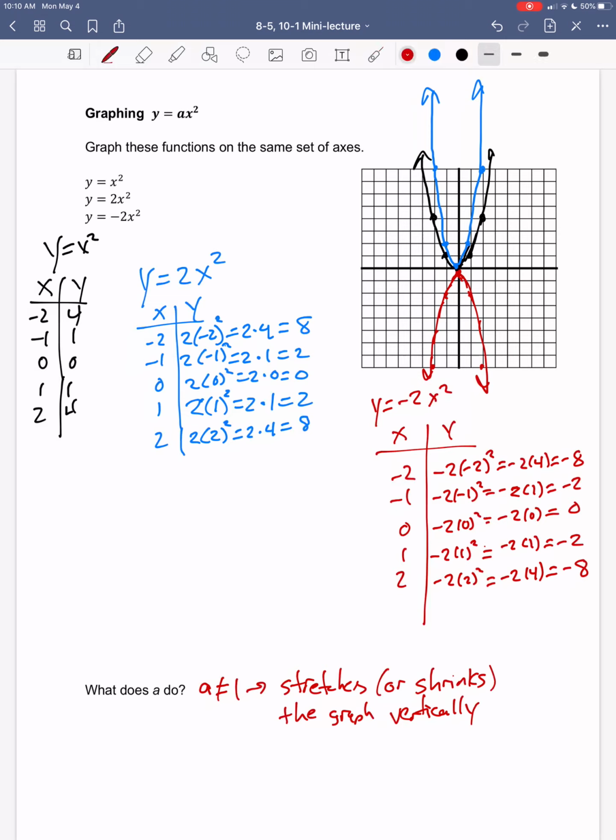The other thing we see here is if a is less than 0, it opens down. Of course, then if a is greater than 0, it opens up.